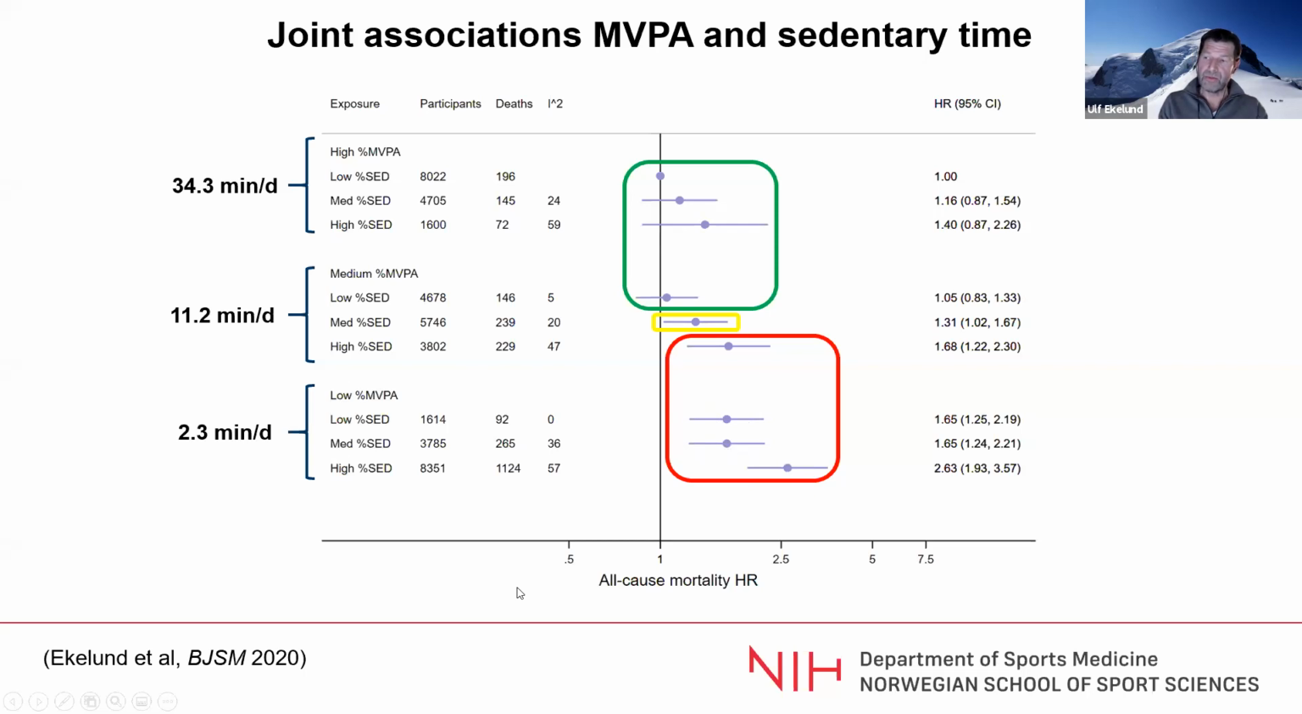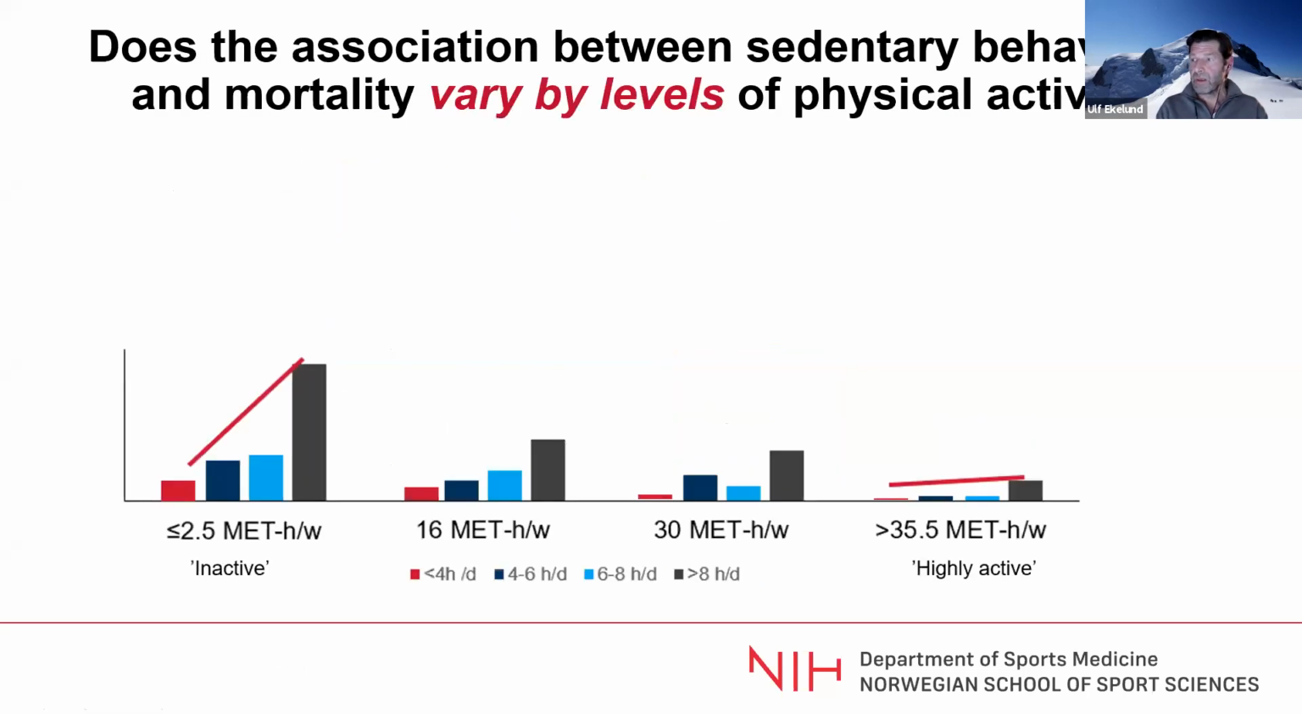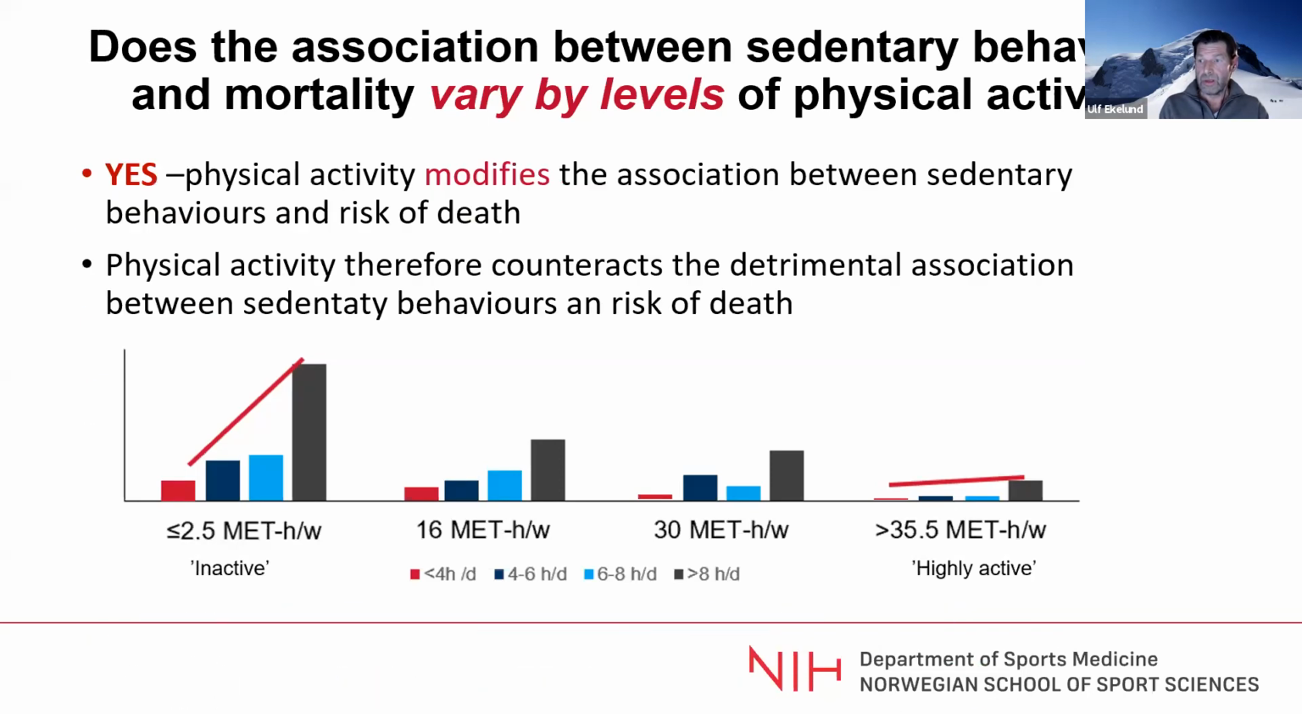But again, suggesting that physical activity, at least a certain amount of physical activity, can attenuate the association between sitting time and or sedentary time with risk of death. So the question we wanted to address was whether the association between sedentary behaviors and mortality varies by levels of physical activity. And the answer to that question, at least based on the evidence we reviewed, is that physical activity modifies the association between sedentary behaviors and risk of death, and physical activity can therefore counteract the detrimental association between sedentary behaviors and risk of death.